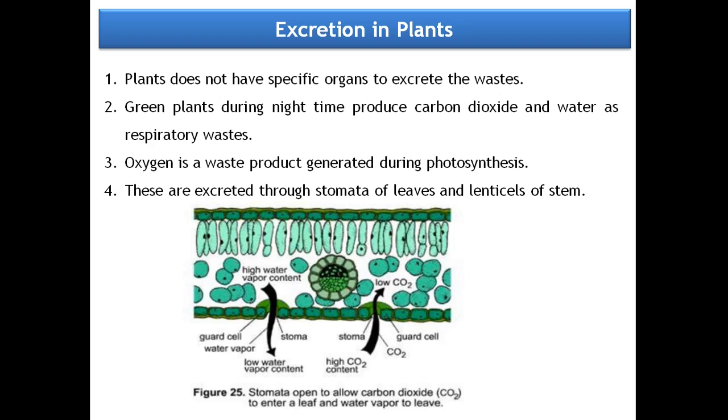Do plants excrete like animals? Do they have any specific organs to excrete their waste material? Yes, plants also excrete their metabolic wastes, but they do not have any specific organs to excrete. Animals possess excretory organs like kidneys, lungs and skin, but plants do not possess any specific organs to excrete.